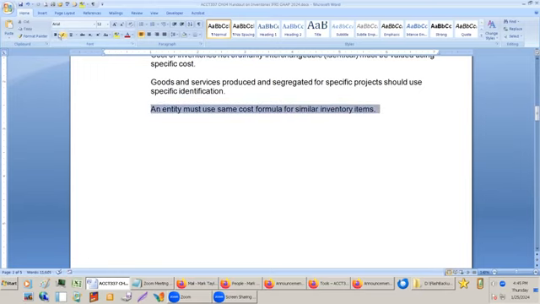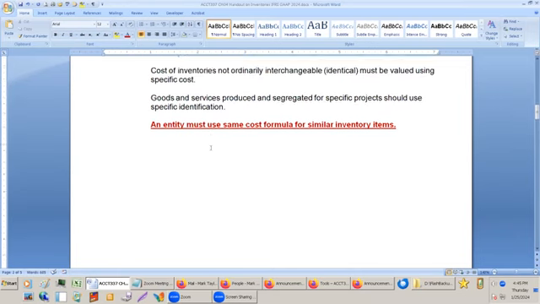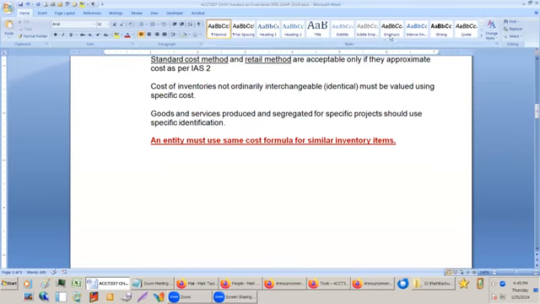This is another one that is different than US standards. An entity must use the same cost formula for similar inventory items. Under US standards, as long as you put it in the notes of the financial statements, you may say that we sell electronic products using LIFO. We sell our mechanical products using FIFO and so forth.